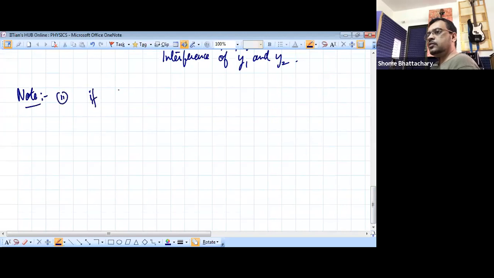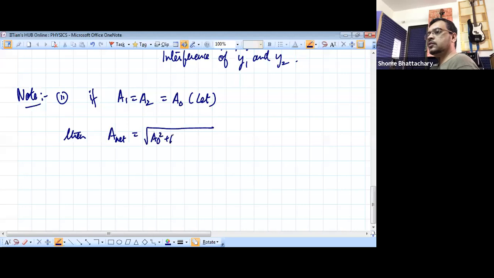If the incident waves or the interfering waves have the same amplitude, suppose that amplitude is E naught, then we can use a shortcut formula. This becomes the formula as is after substituting A1 equal to A2. So this can be further interpreted this way, or you can simplify it this way.